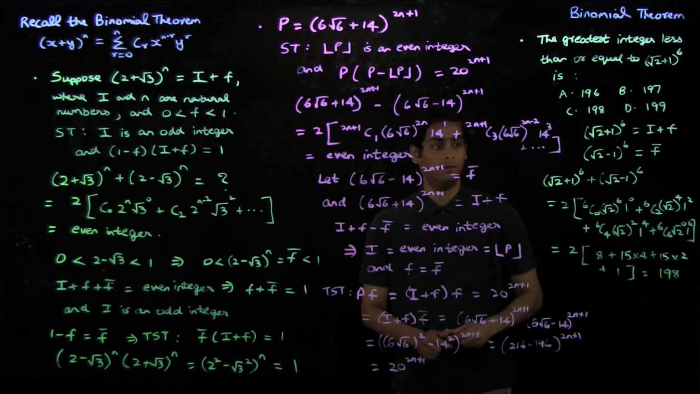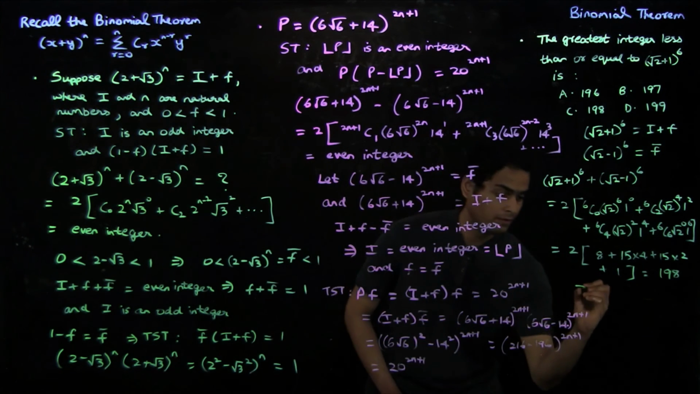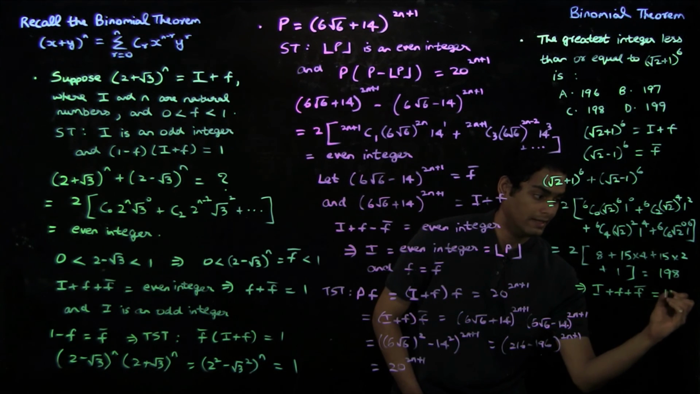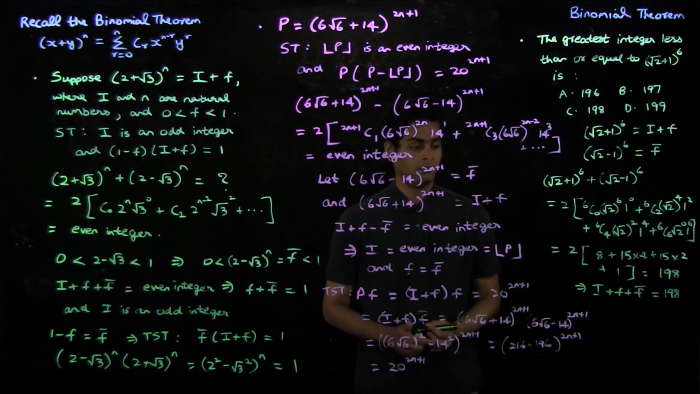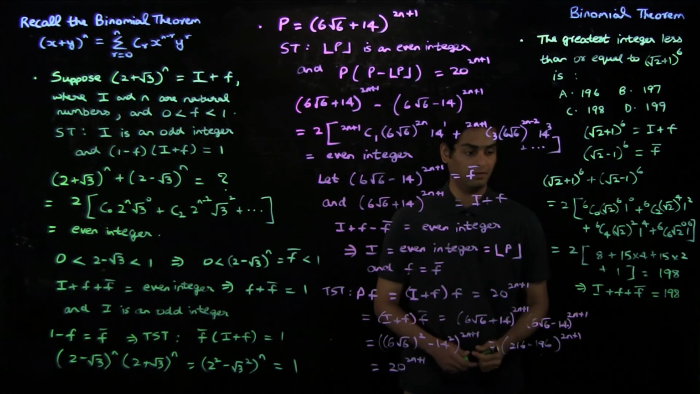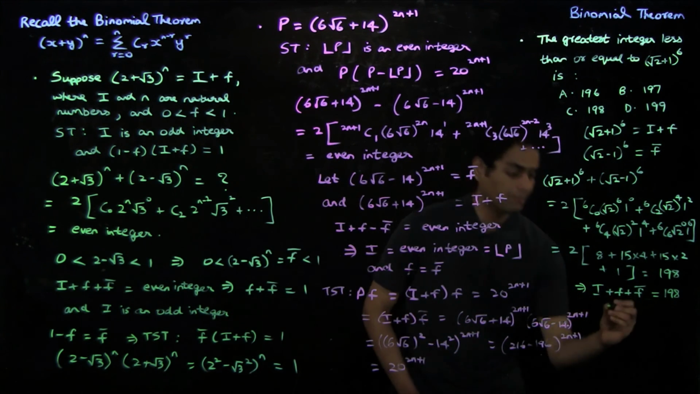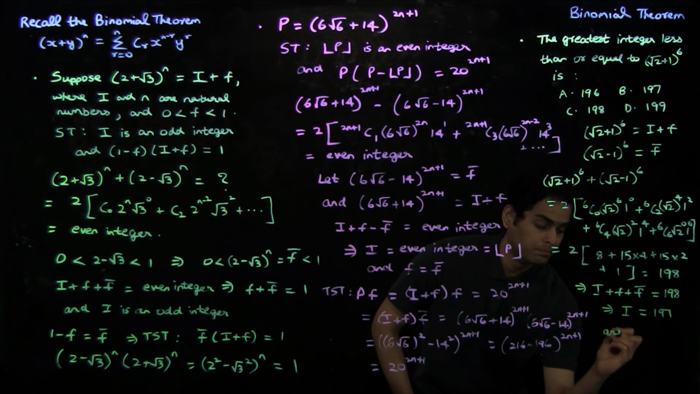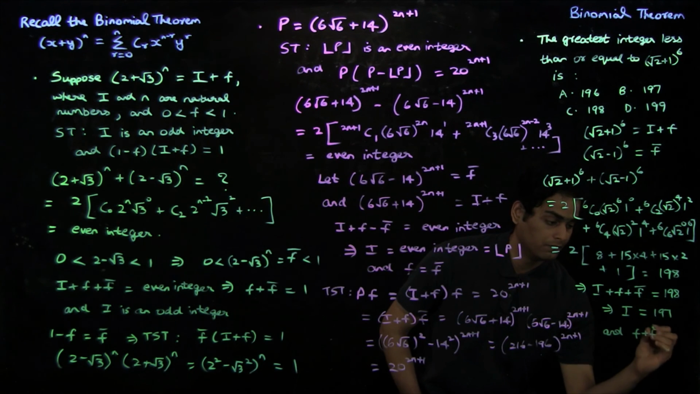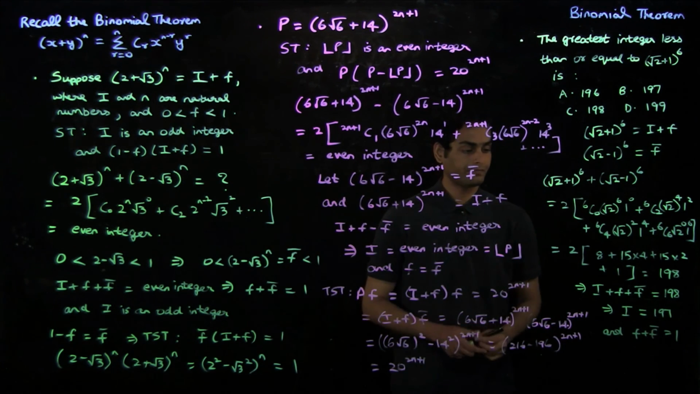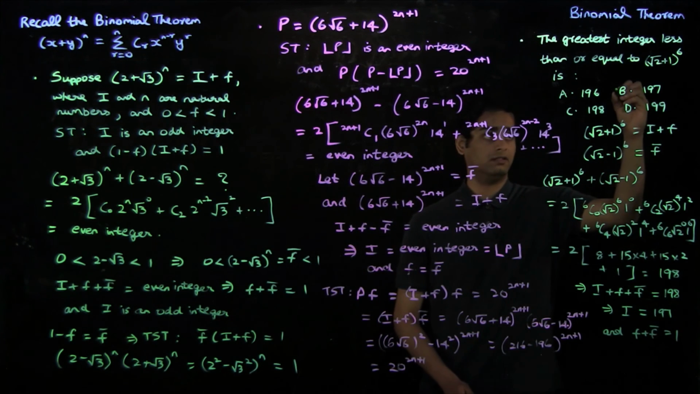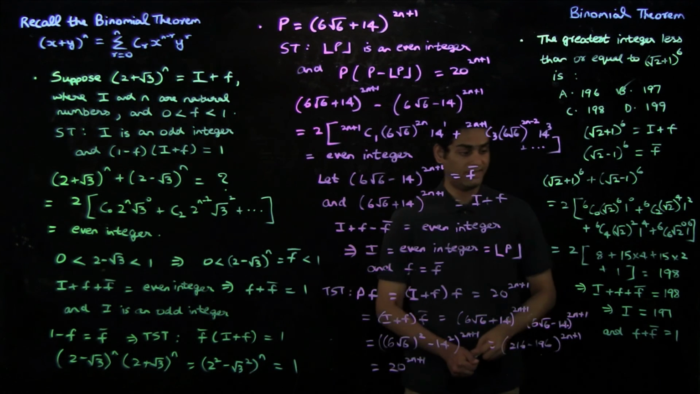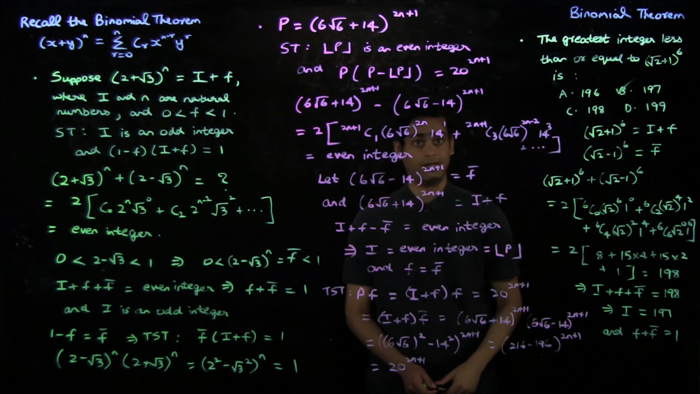So we have that I plus f plus f bar equals 198. Similar to the previous example we've seen, this implies that I equals 197 and f plus f bar equals 1. So the right answer is that the integral part of square root of 2 plus 1 to the whole power 6 is 197. And that's all we're asked to show in this example.